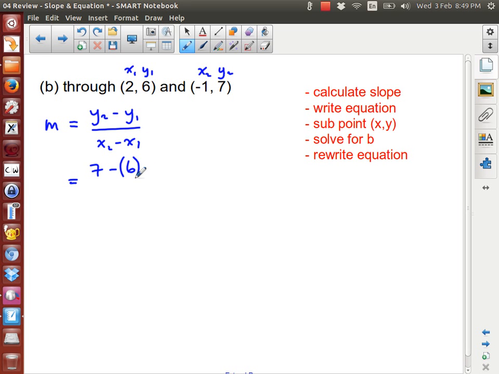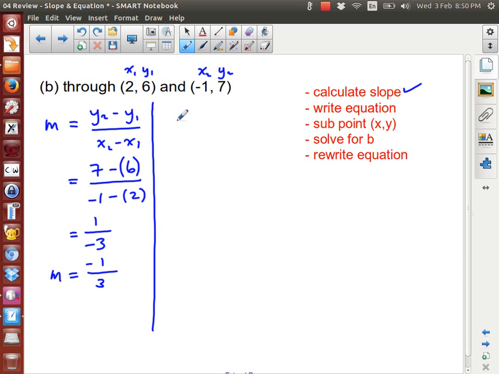When it's a positive number, you don't need brackets, but when it's a negative number, it's a really good idea to put brackets there. I have -1 minus, and it's this subtraction, that's why we're worried about a negative number, minus 2. 7 minus 6 is equal to 1. Negative 1 minus 2 is equal to negative 3. And we don't normally like to leave the negative sign in the denominator, so I'm going to write that as negative 1 over positive 3. So that's my slope.